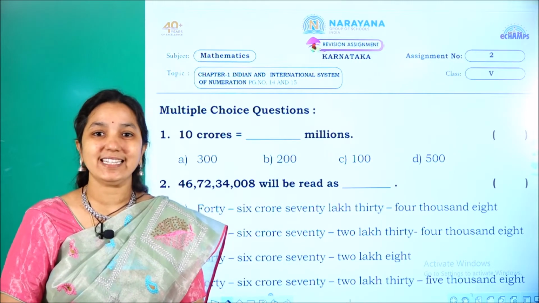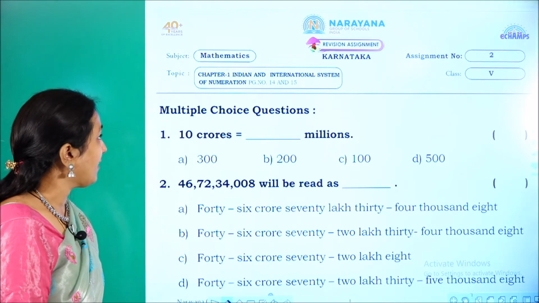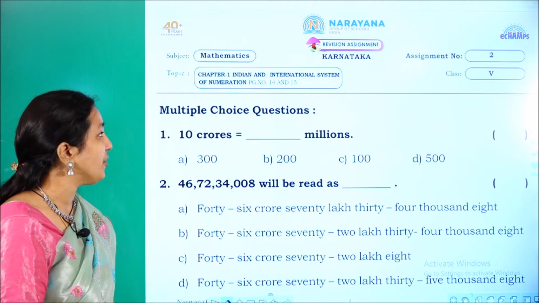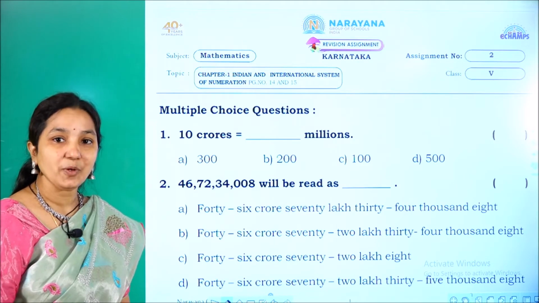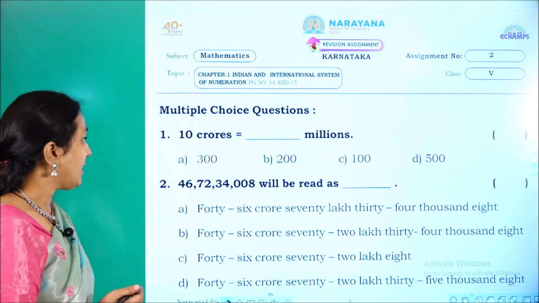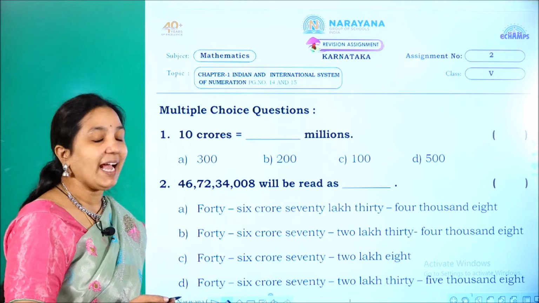Today our revision test is coming to chapter 1, Indian and International System of Numeration. You can refer textbook page number 14 and 15. Coming to first one, 10 crores equal to dash millions.